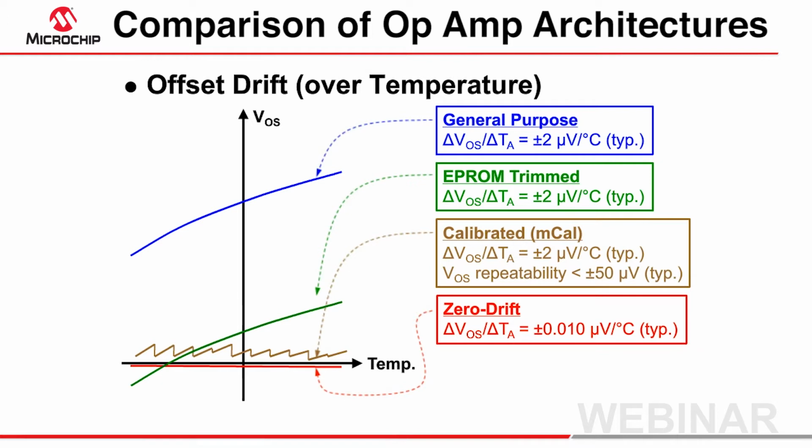The drift of a typical zero drift amplifier is over 100 times better than either a general purpose amplifier or even a trim device, which is still adversely affected by changes in temperature.